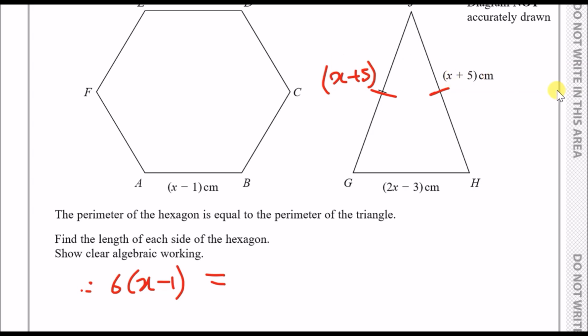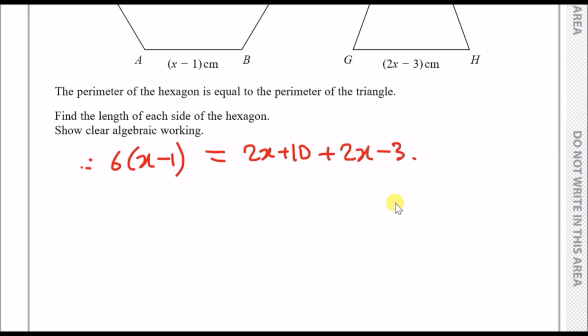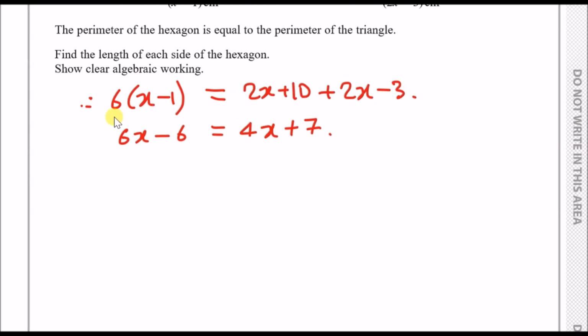That gives us 2x plus 10. And we also have another plus 2x minus 3. Now, all we've got to do here, guys, is literally expand the left side. So you're going to get 6x minus 6. And then collect like terms on the right, which is 4x plus 7. And then we just solve for x. So to solve for x here, I would firstly have to move all the x terms to one side and the non-x terms to the other.